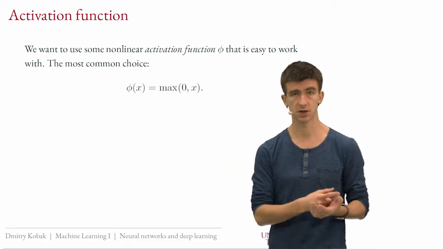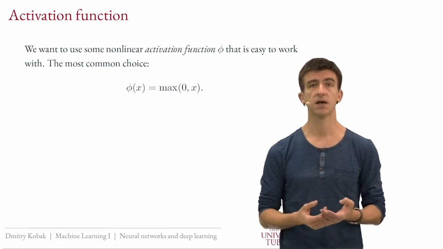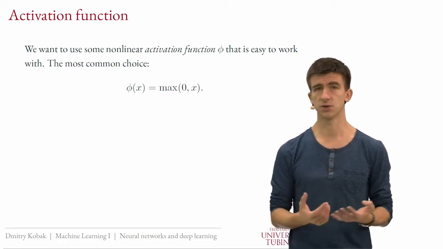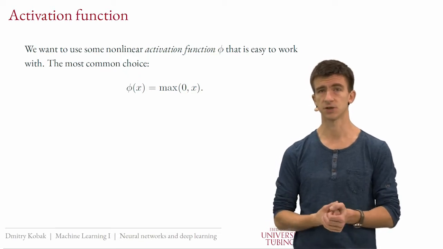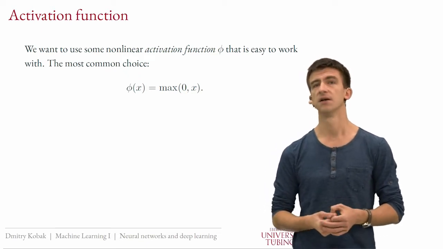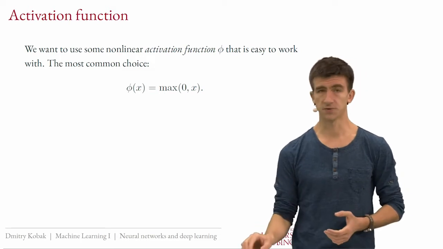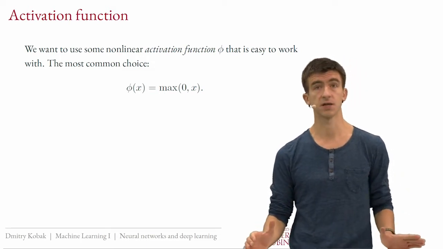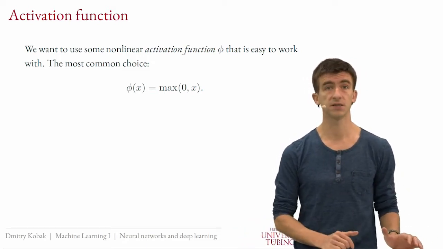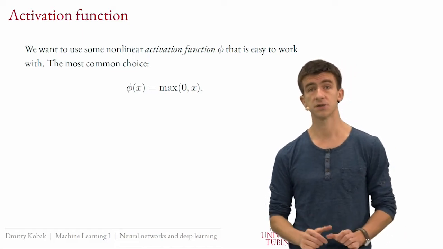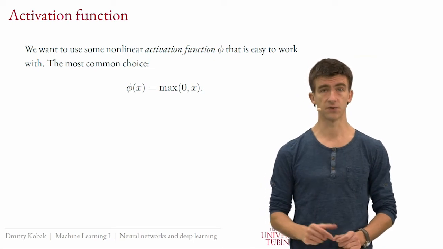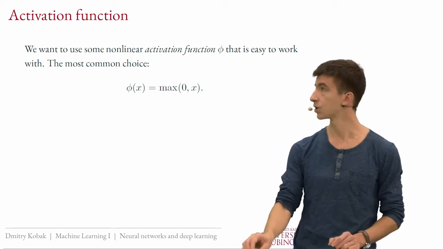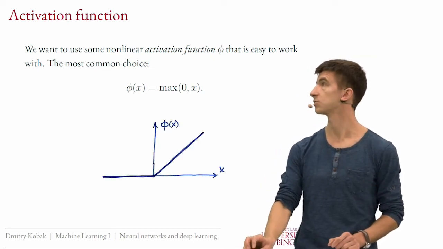We want a function that is not linear, obviously, as I explained. We want a function that's easy to work with mathematically. We will need to compute gradients of everything, so we want something that's easy to differentiate. And okay, you can choose different things. Actually, you can take a logistic function, and back in the 90s, in the 2000s, people usually took logistic units for hidden units. What is more popular right now is the function that looks like that.